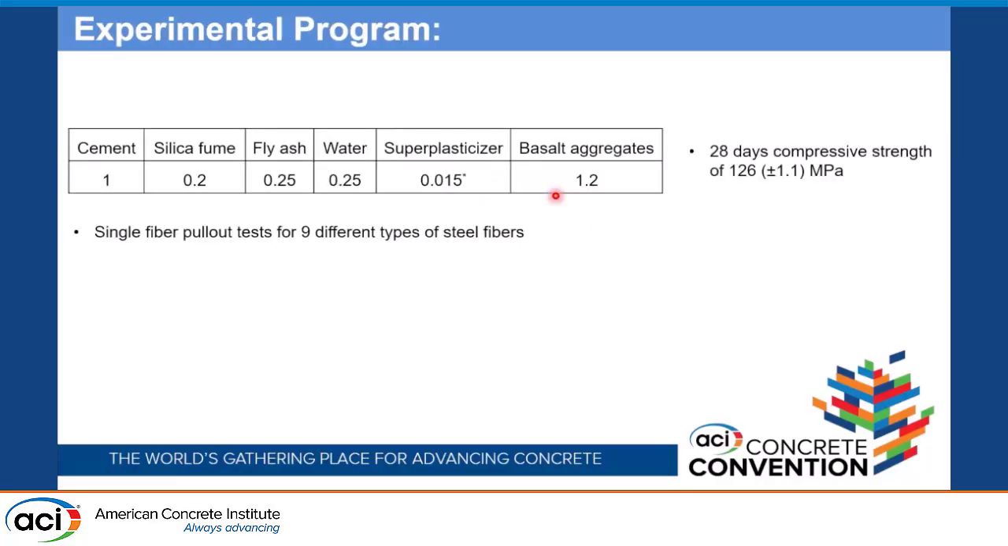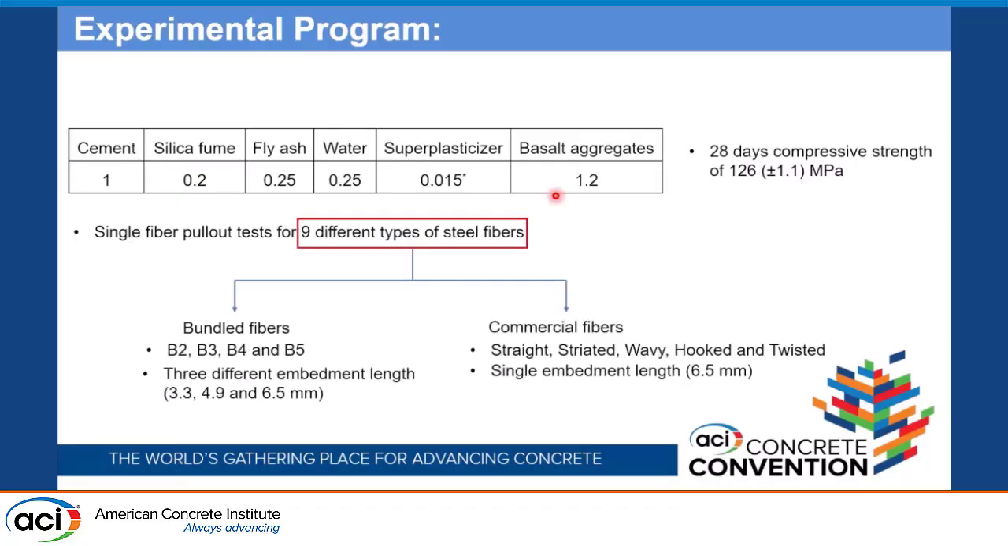Now this is the UHPC mix proportion we used. This had a 28-day compressive strength of 126 megapascal. We tested the single fiber pull-out test for 9 different types of fiber. We categorized these fibers into 2 different types: one is the bundle fiber and the second is the commercial fibers. The bundle fibers, we prepared this arrangement ourselves in the lab, and for the commercial fibers, we check 5 different types of commercial fibers.